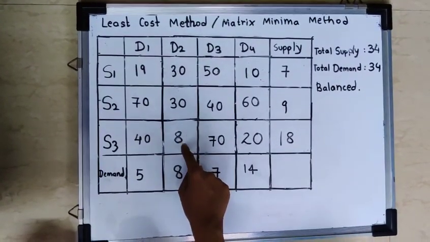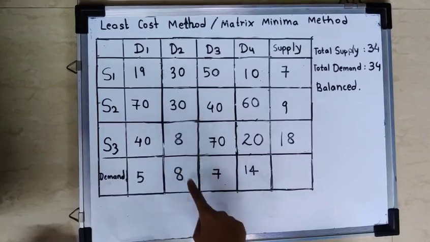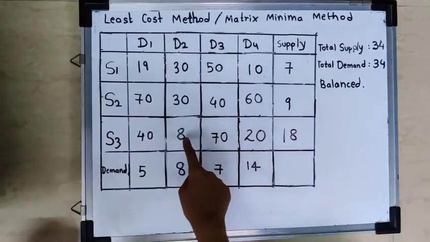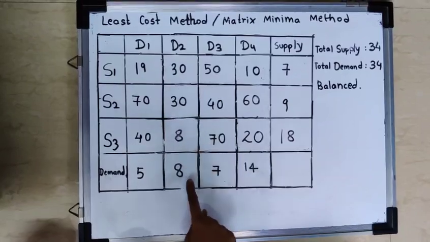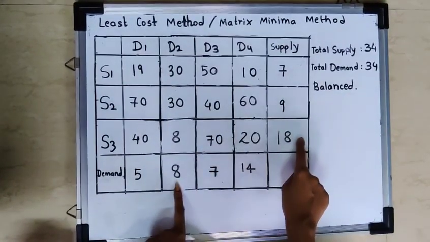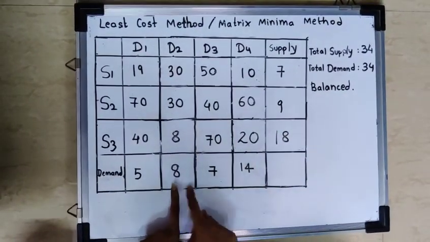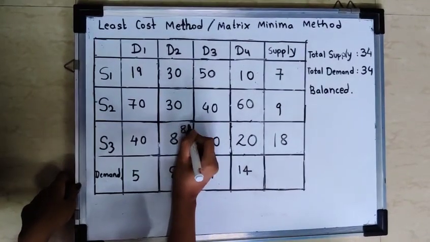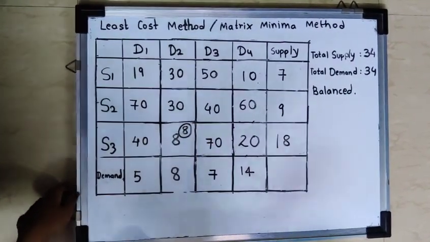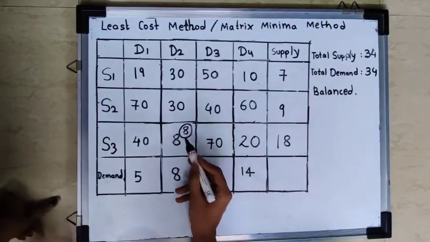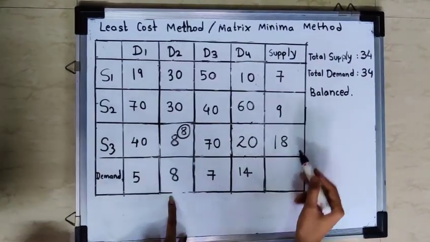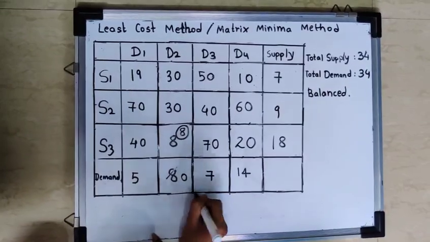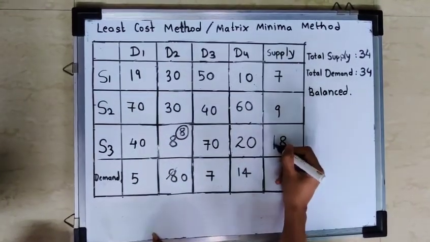For this cell 8, we can either allocate 8 as demand or 18 as supply, which are the corresponding column and row values. Among 8 and 18, the smaller number is 8. So we are going to allocate 8 over here. After making an allocation, we subtract this 8 from both sides. So 8 minus 8 will be 0 and 18 minus 8 will be 10.